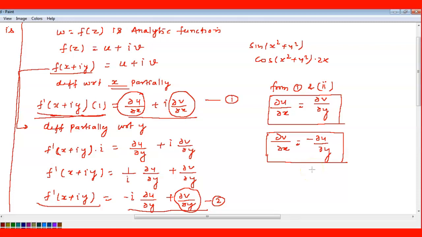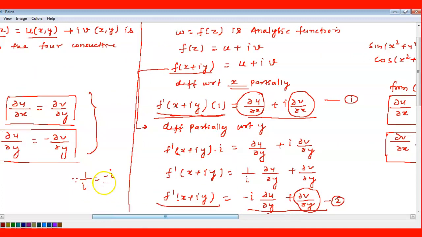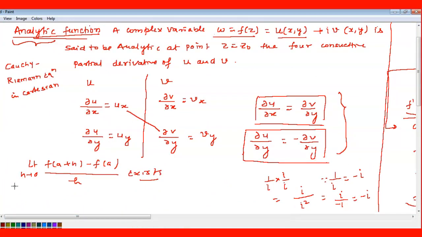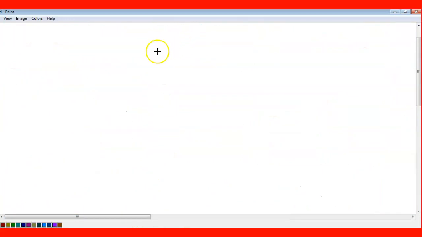Any doubt till here? Once again you want explanation? Just write f of z is equal to x plus iy, differentiate with respect to x and with respect to y. And this one, 1 upon i is equal to minus i. How does it come? You already studied this in the 12th. 1 upon i, you can multiply with i and i, so i as it is in the numerator and the denominator will be i square, and i square we know is minus 1. So i divided by minus 1 is minus i only. Any doubt till here? Okay, the same Cauchy-Riemann equation we will derive for the polar form.